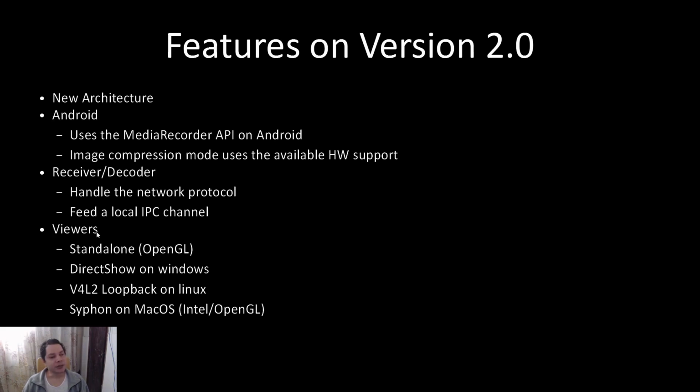We have four types of viewers. The standalone viewer uses an OpenGL window to show the camera from the network. We have the DirectShow when we use the plugin in the Windows OS. We have the Video for Linux 2 Loopback on Linux, and the Syphon on Mac OS. And this version runs on the Intel platform using the OpenGL API to transmit the images.